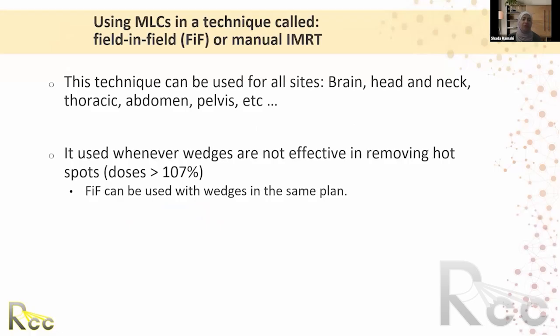We also mentioned the field and field technique, which is using multi-leaf collimators, the MLCs, to remove the hotspots. So you do this manually, right? You look at the volume, you see the hotspots, and then you create a field with MLCs that's covering the hotspots. And I said we use that for breast most of the time, but it can also work.